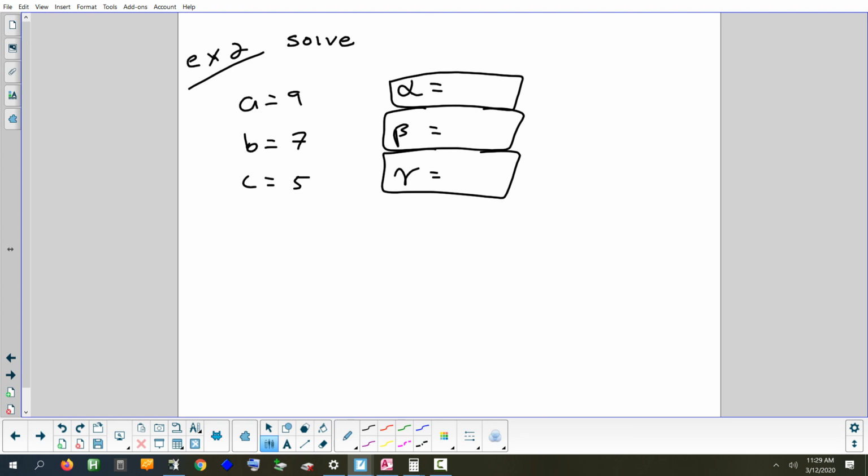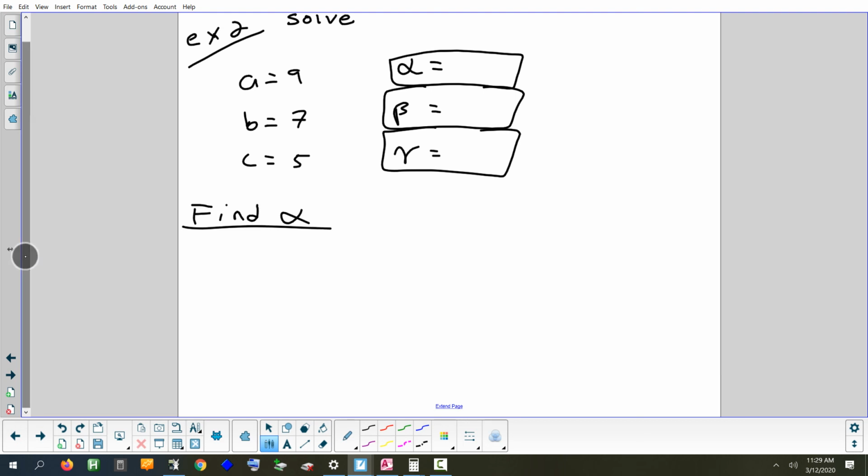Okay, so let's just pick an angle to solve for first. Alpha, beta, or gamma. We just did beta, so maybe we should try something else. Alpha. Okay. How does the law of cosines start out to find alpha? A squared equals B squared plus C squared.